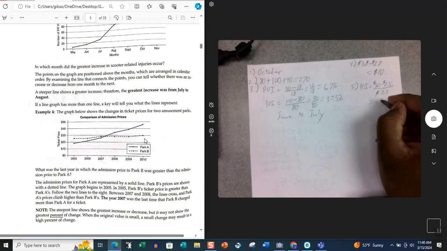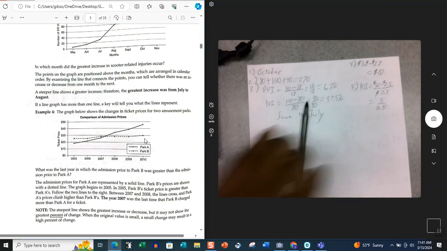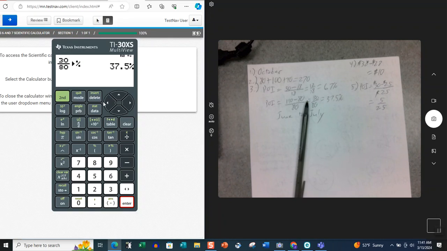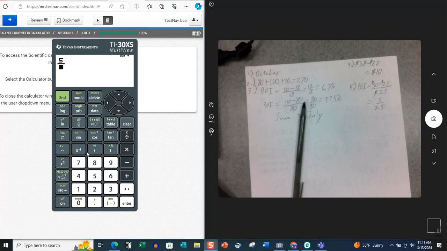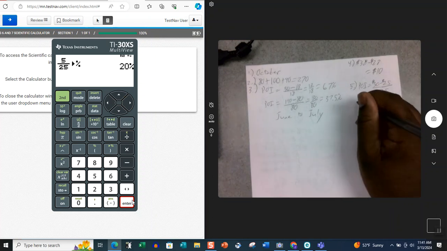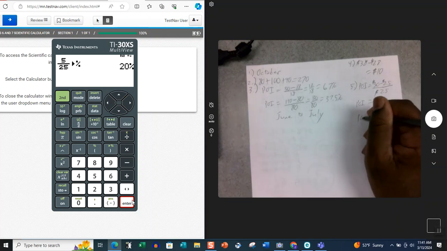2010, it was about $30, so that would be the new price. 30 minus 25 is 5 over 25. Now we put this in our calculator. So we would clear this out. We'll press N over D. So we'll have 5 over 25. Right arrow, second, right parenthesis, press enter. So that's a 20%. The percent of increase is approximately 20%.